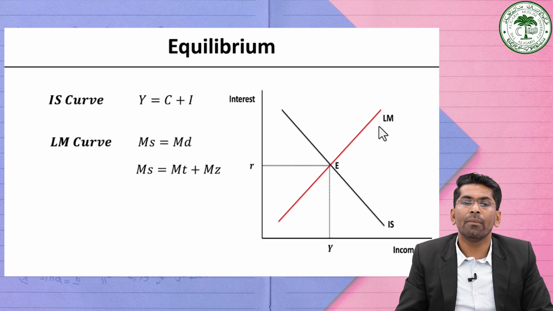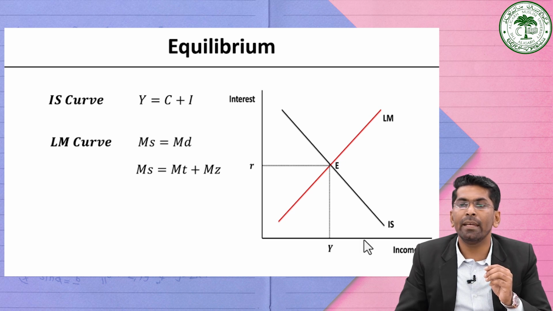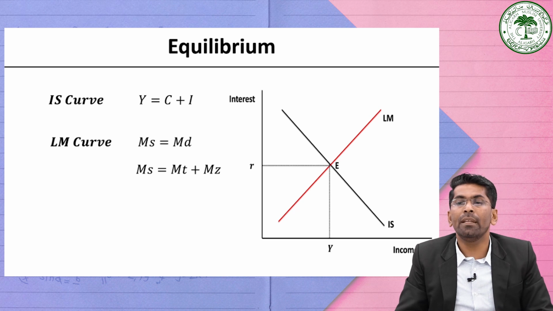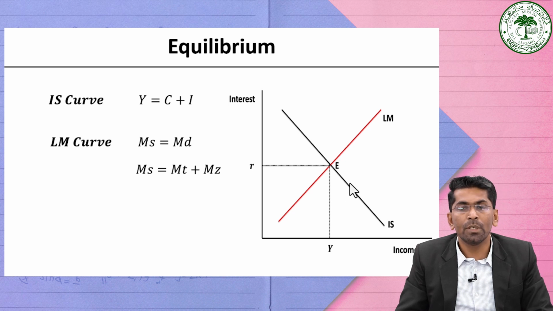Similarly, we have the LM curve, which slopes upward from left to right, because given the supply of money, an increase in the level of income increases the demand for money, which leads to a higher rate of interest. So the income and the rate of interest are determined together at the point of intersection of the two curves, that is the IS curve and the LM curve. The goods market is in equilibrium when aggregate demand is equal to aggregate output, and the money market is in equilibrium when the desired amount of money is equal to the actual supply of money.